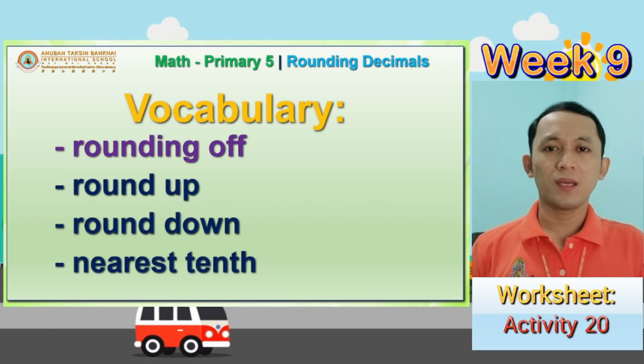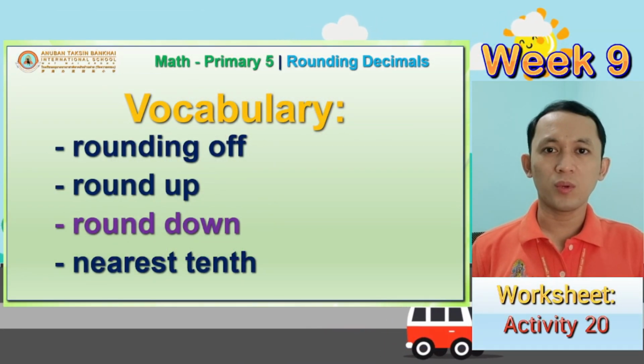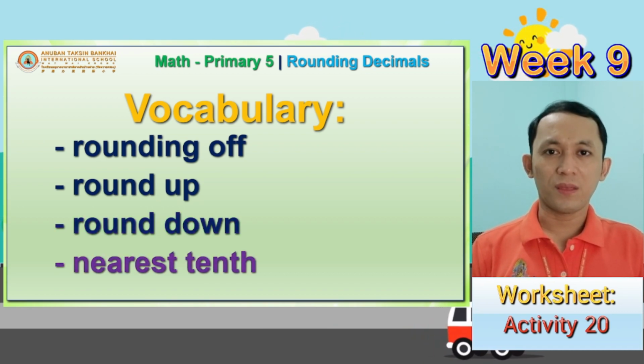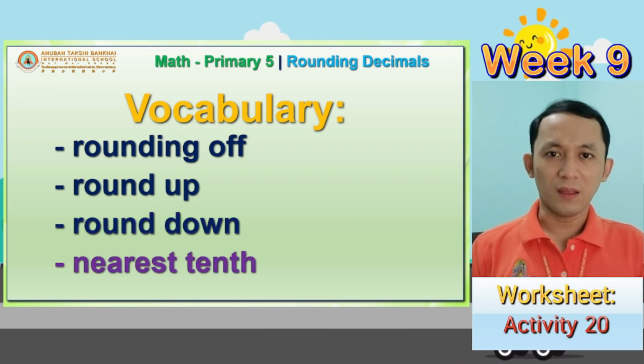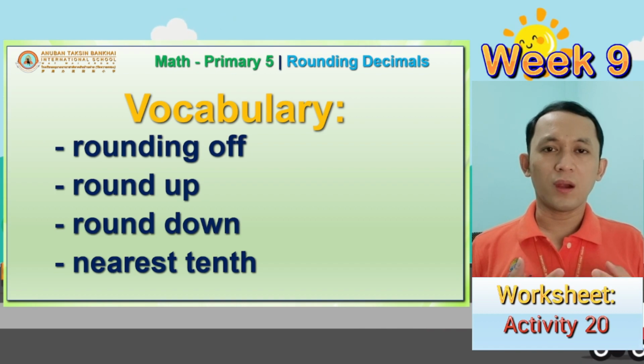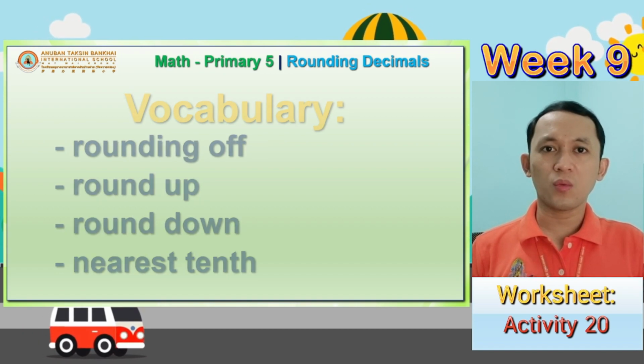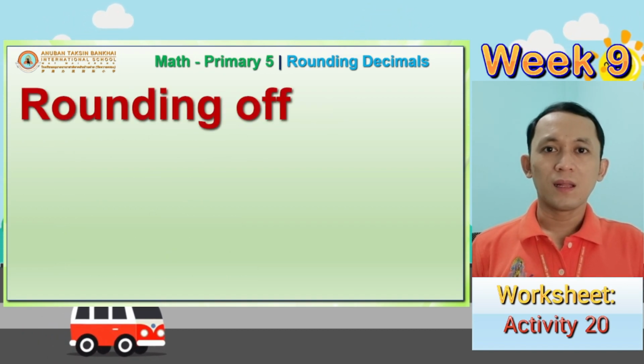First, rounding off. Next, round up. Next, round down. The last one, nearest tenth. Some of the words you are actually familiar with, and we are going to use these words in our discussion. Now let's have a quick review first of our lesson.